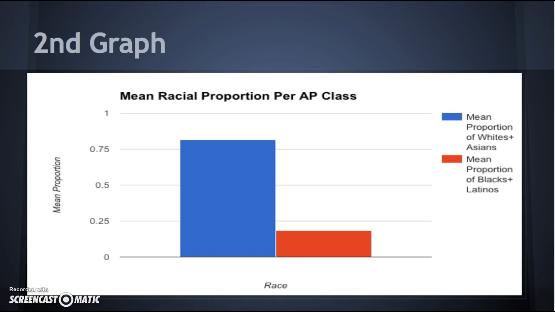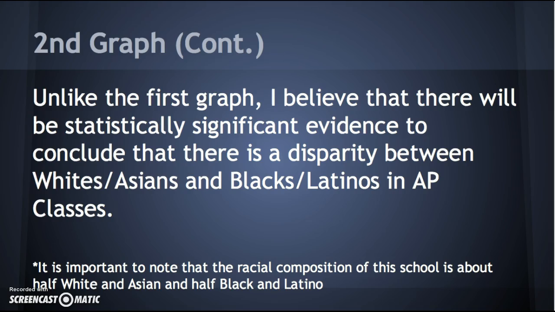And you can say, statisticians can do what statisticians do and question the data and be like, well, that's because the proportion of white people is greater than blacks and Latinos. But in this school, as I noted at the bottom, about half the school is white and Asian, half is black and Latino. So really, you don't have to control for that proportion. So unlike the first graph, I believe that there will be statistically significant evidence to conclude that there is a disparity between whites and Asians and blacks and Latinos in AP classes.